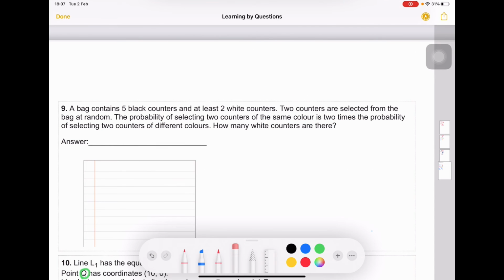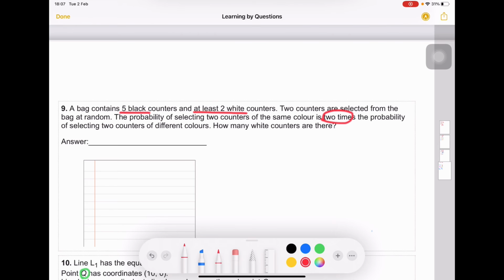Question 9. So a bag contains 5 black counters and at least 2 white counters. Let me just underline the key information. At least 2 white. 2 counters are selected from the bag at random. The probability of selecting 2 counters of the same color is 2 times the probability of selecting 2 counters of different colors. How many white counters are there?